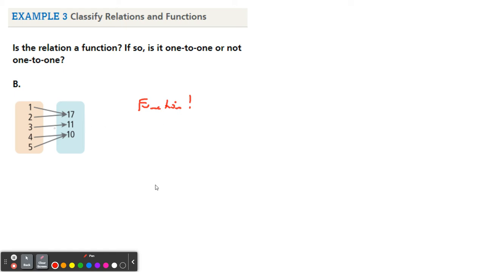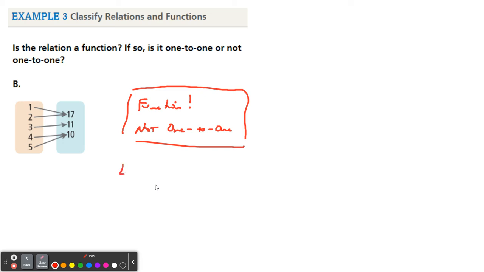Yahoo! But now, if we look, notice that this 17 has 2 arrows going to it. This 10 has 2 arrows going to it. This is not one-to-one. So it's a function, but it's not one-to-one. And for your example, from this mapping, you have a 1 and a 2, 2 separate X values, both going to 17. That's why it's not one-to-one.